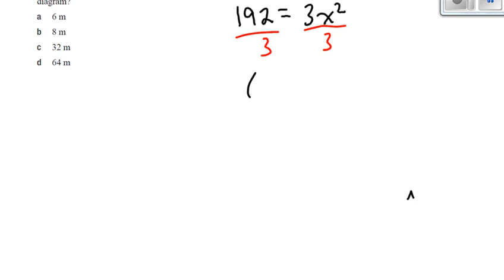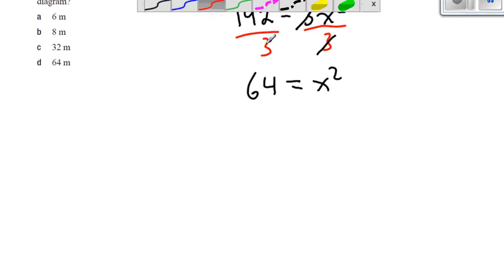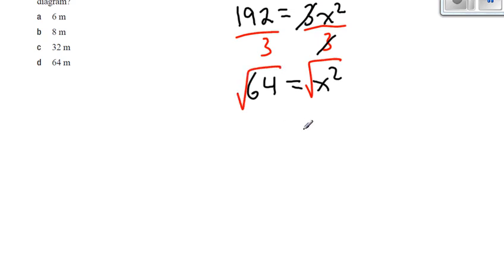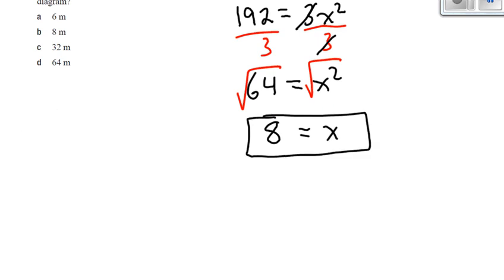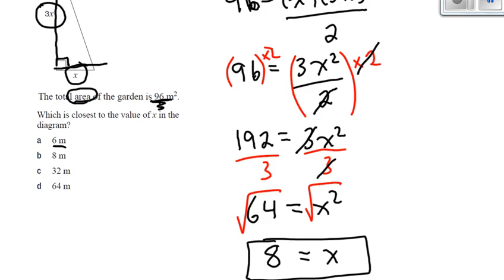192 divided by 3 is 64. On the right, 3 and 3 cancel. So I'm left with x squared. So now I have x squared, but I want x. So to undo exponent 2, you do square root. So the opposite of square is square root. So square root 64 is 8, and here I'm left with x. So what is the value of x? It must be 8 meters.